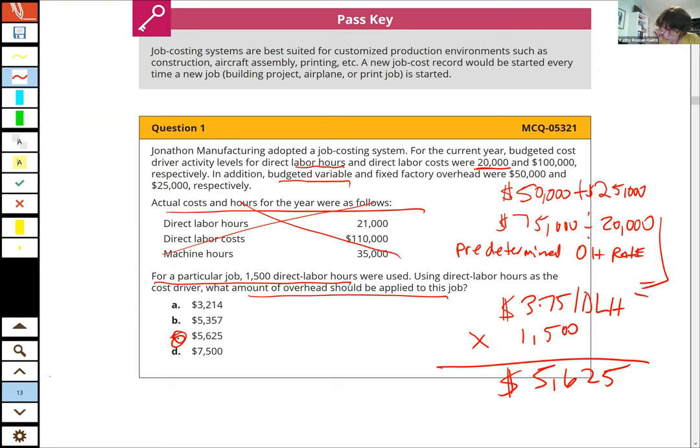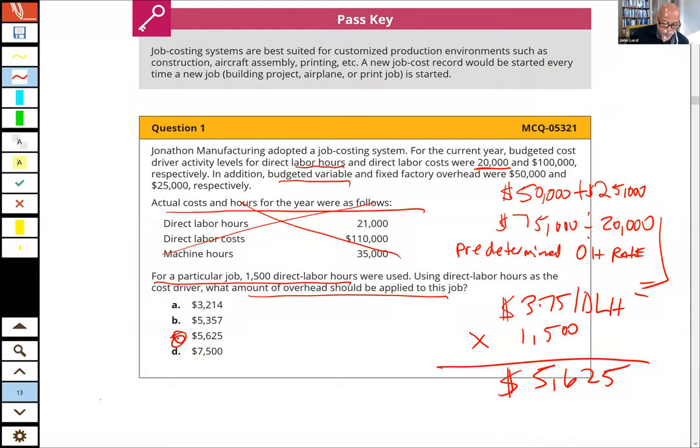When I'm reading this question, I probably never would have come up with that. So I was wondering if we could just go over what the question actually says for a minute here, because we say budgeted cost driver activity levels for direct labor hours and direct labor costs were 20,000 and 100,000. What is the 100,000? I don't get what that is.